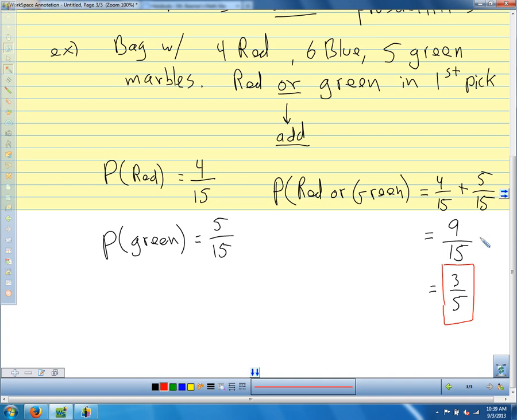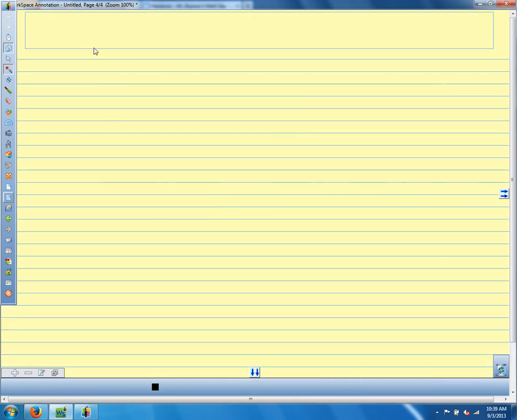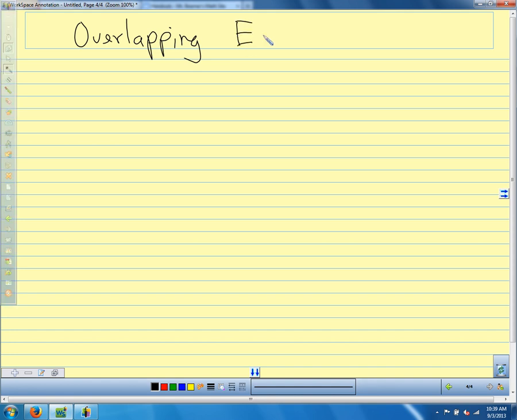All right, we have one last thing to talk about today: overlapping events. So, what would you guess an overlapping event means? What are we talking about when we're talking about an overlapping event? So we said happens more than once. Yeah. So that's a good part.